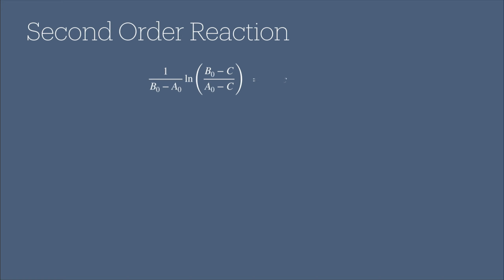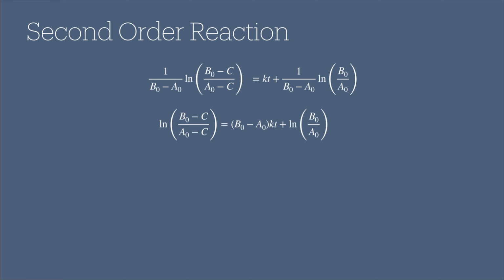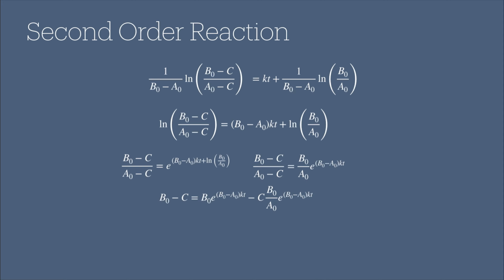Substituting this back into the equation, we are now 1 step away from obtaining the expression, and the final step is to make C the subject of the equation. First, multiply both sides by the denominator, then exponentiate the equation, and finally extract the logarithm from the exponent on the right. Next, multiply both sides by A naught minus C and rearrange the equation to move all the C terms to one side. Finally, we extract C by factoring it out and dividing each side by its multiple.